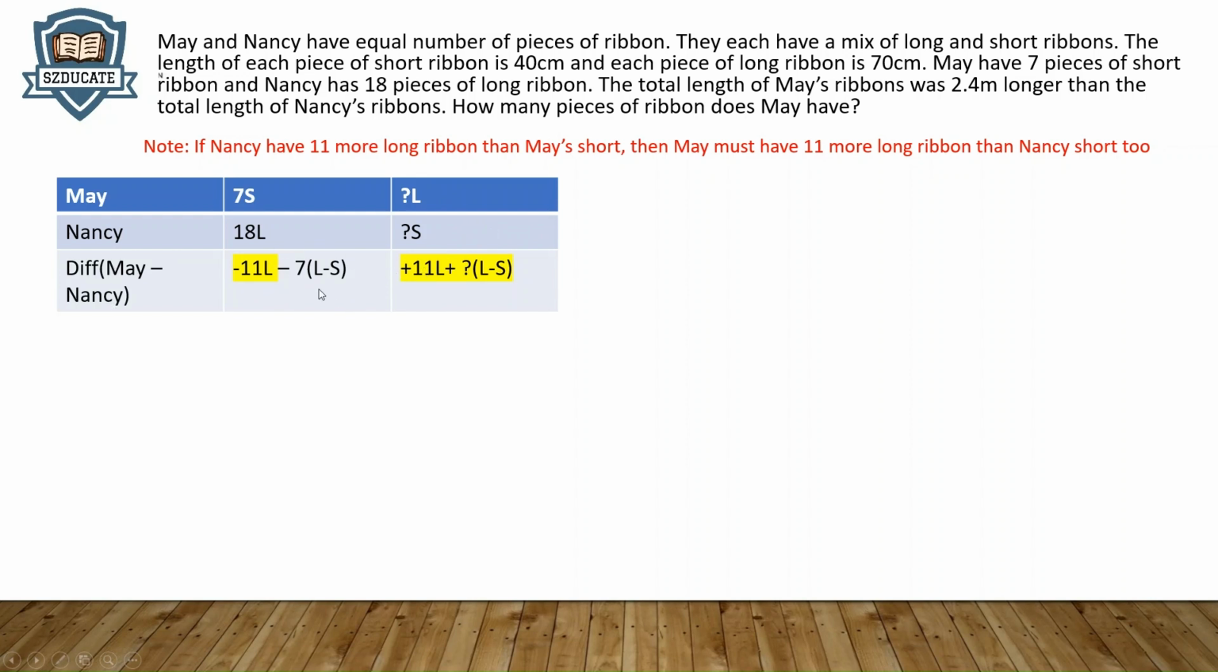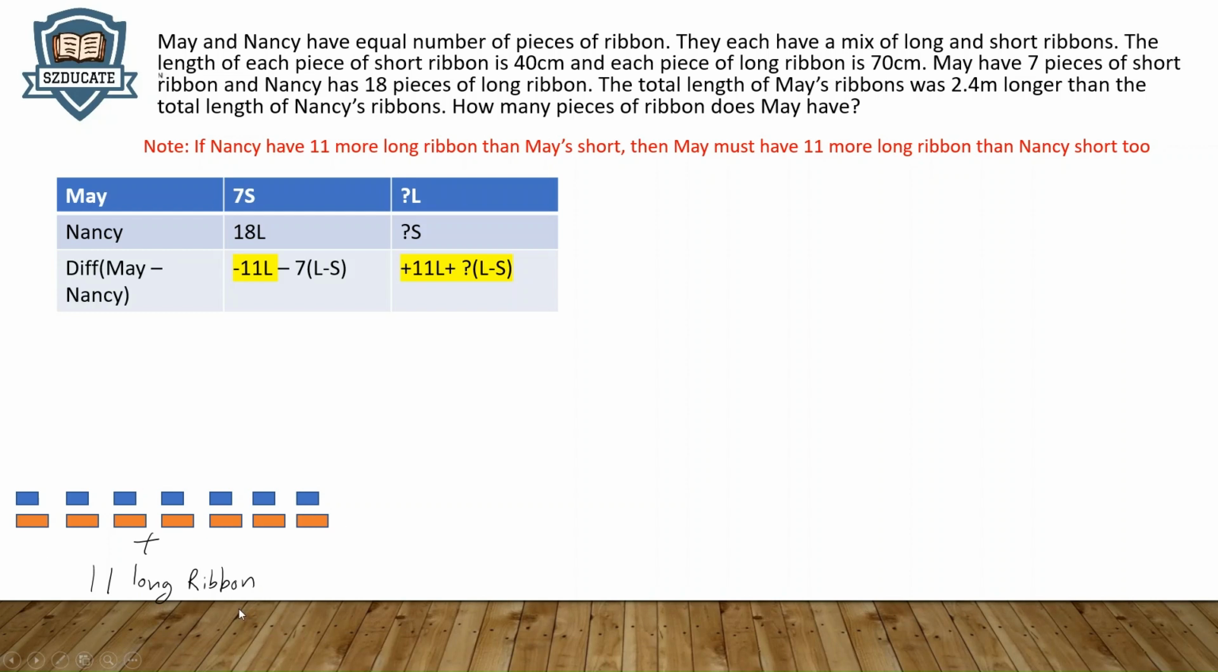Now, this one represents the difference between a long ribbon and a short ribbon. Now, how do I get this L minus S? Let's look below. The blue colour ribbon represents the short ribbon, which is 40 cm. The orange one represents the long one. And plus 11 long. So here I have 7 long, 7 short, and 11 long.